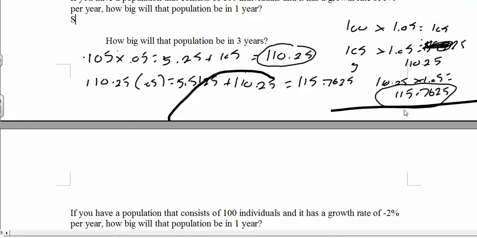But you can do this on and on and on for however many years you want to project a population out into the future. But admittedly, this is a little bit tedious, and we'll show you a different way of doing it in just a bit.